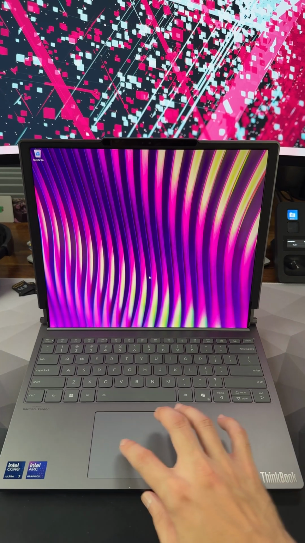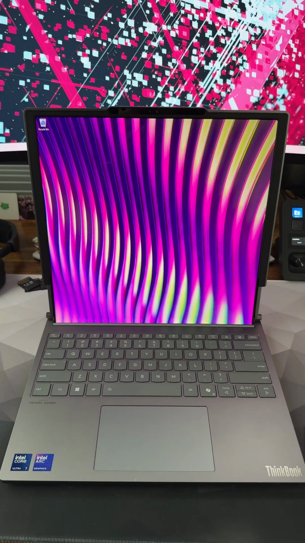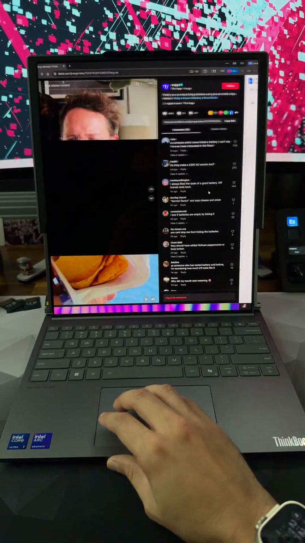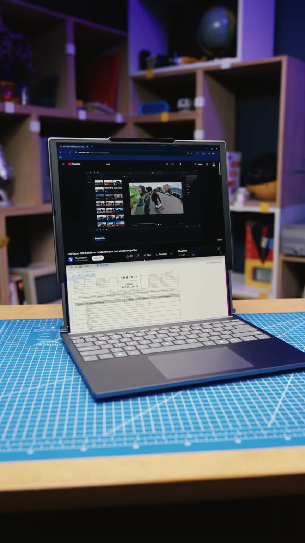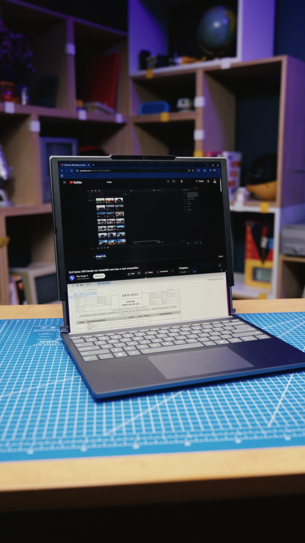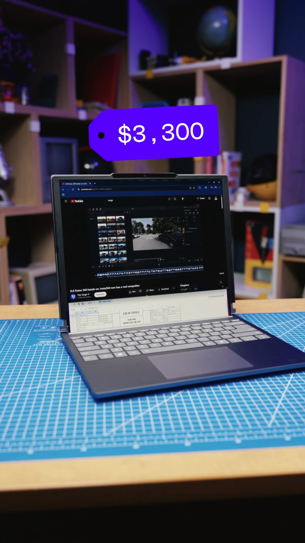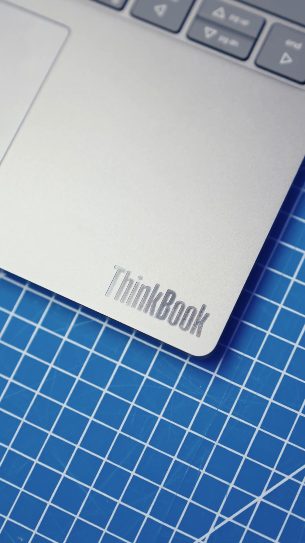Push a button and the squarish 14-inch display turns into a 16.7-inch tall boy. It's a 120Hz flexible OLED display with punchy colors and crisp details. But you pay a big price for this screen. The ThinkBook Plus costs $3,300, where a non-rolling Lenovo with similar specs is like $1,000 cheaper.